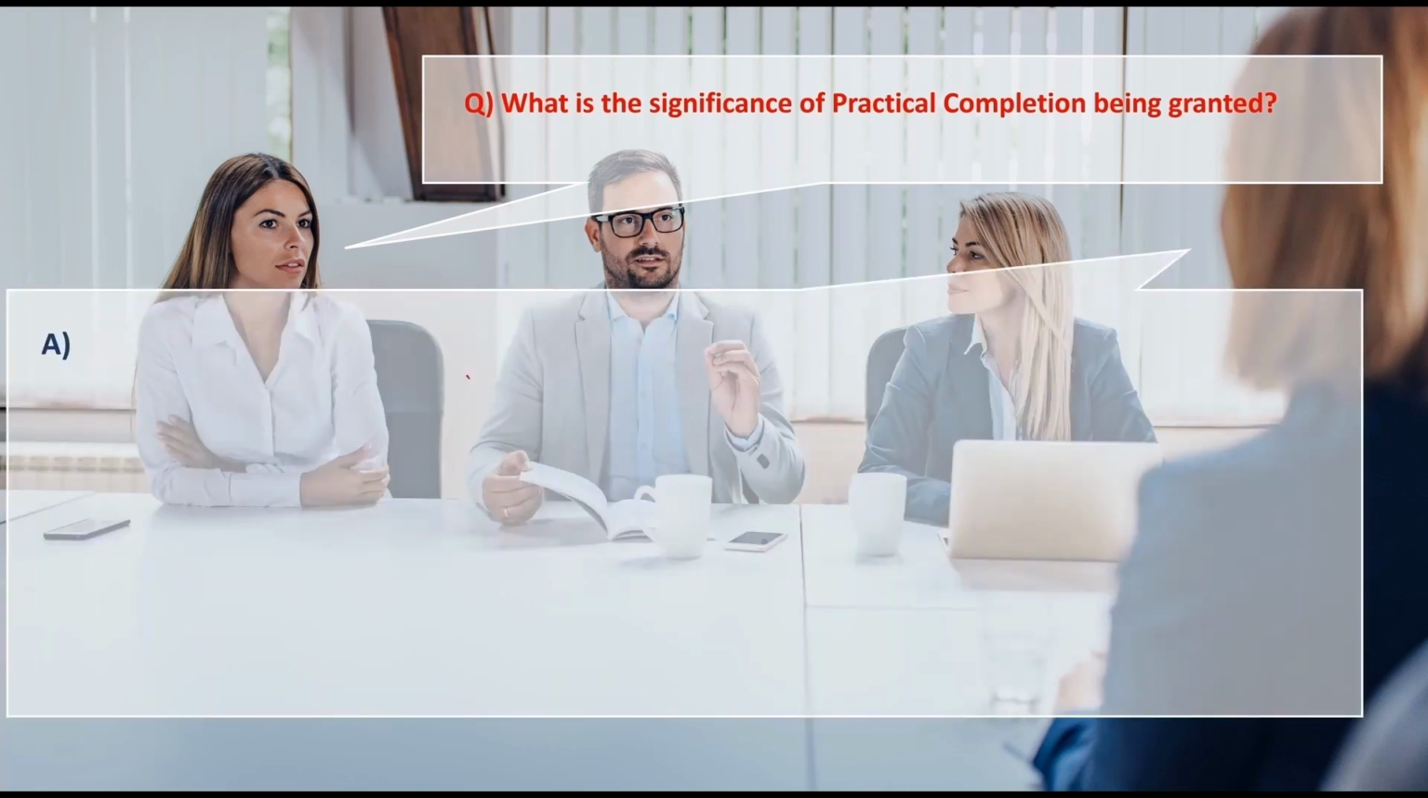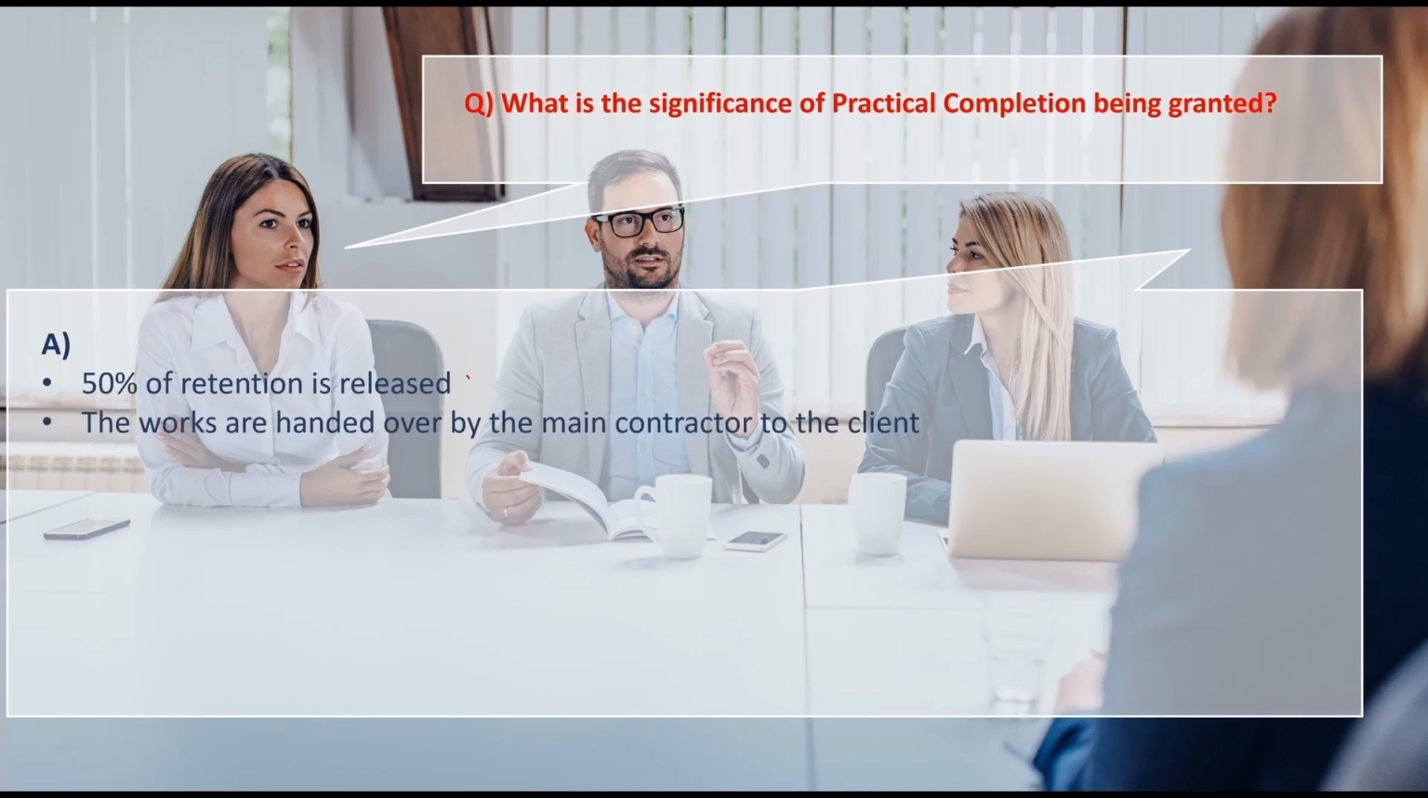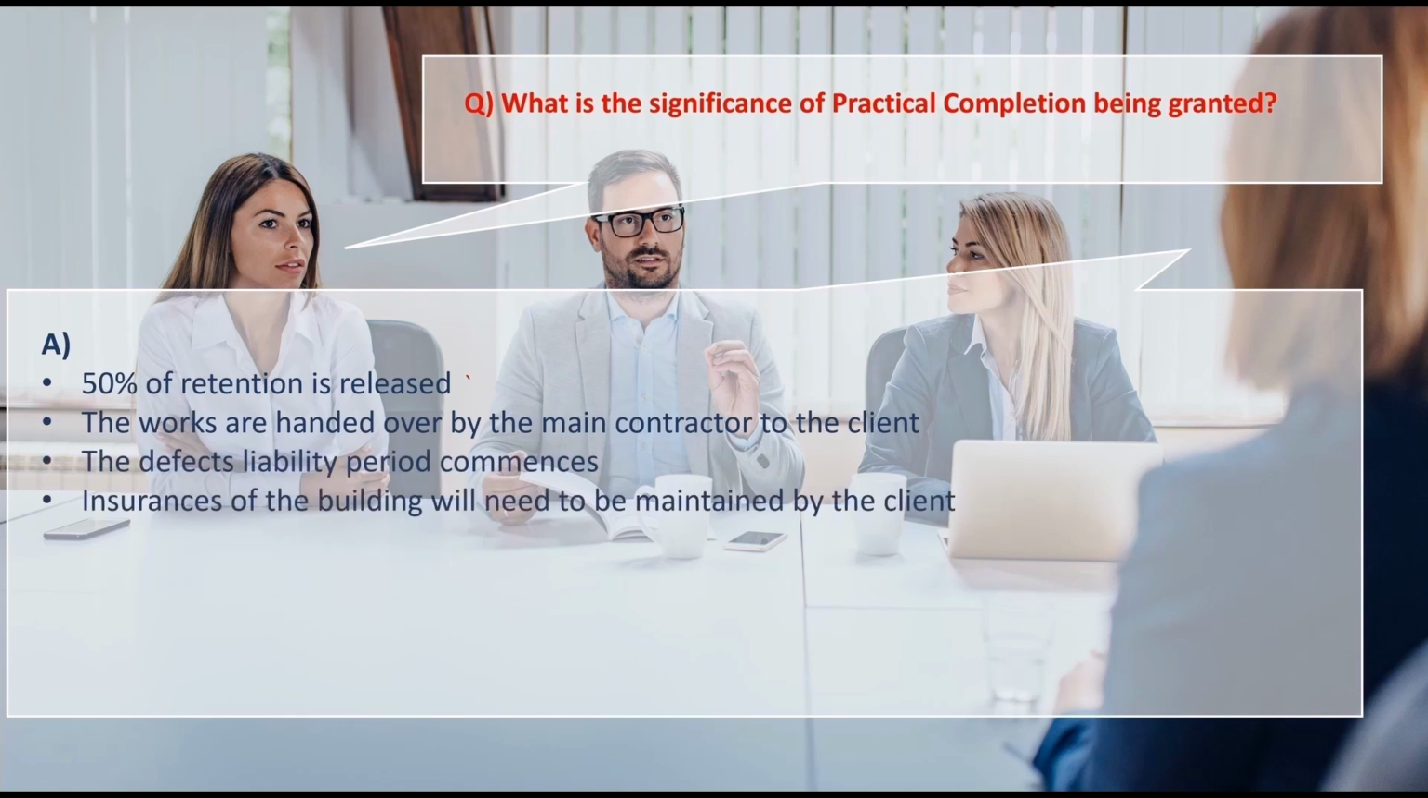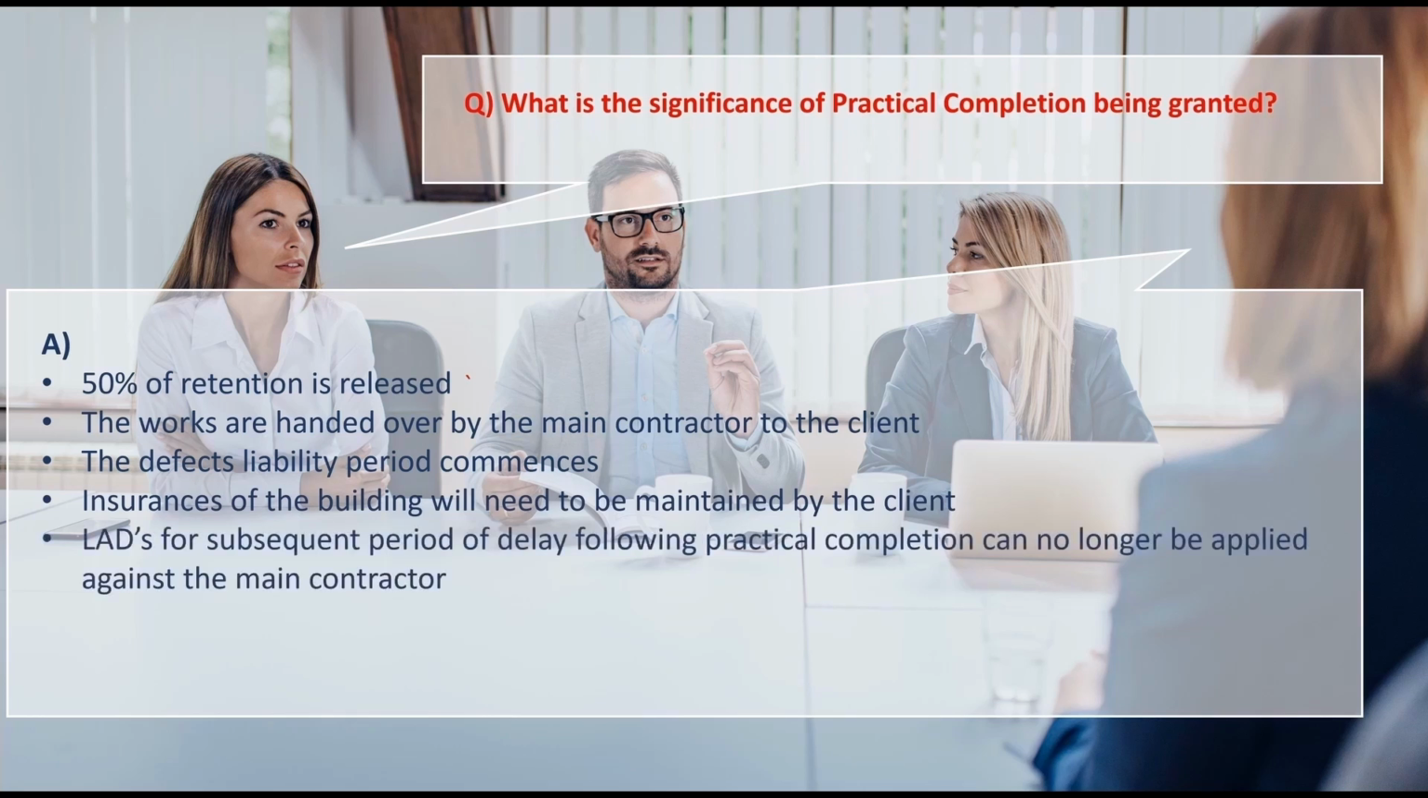And to address this, we could firstly say that on PC being granted, 50% of retention is released, the works are handed over by the main contractor to the client, the defects liability period commences, and any insurances of the building will need to be maintained by the client. Finally, we can also say that LADs for subsequent periods of delay following PC can no longer be applied against the main contractor.